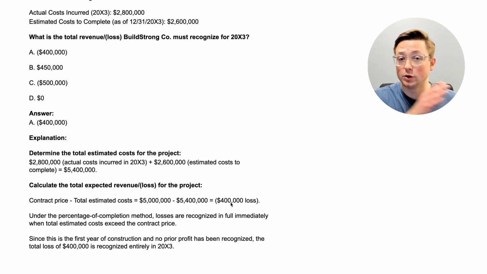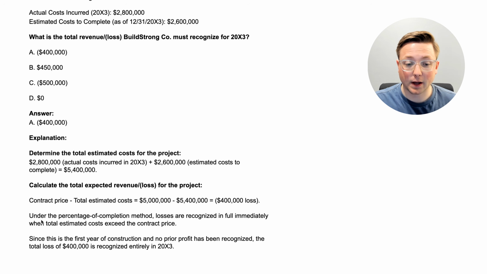Now, unlike when there was revenue, where we calculate the percentage of the revenue that can be recognized in that year based on the percentage of the project that's completed, we recognize the full $400,000 loss. Under the percentage of completion method, losses are recognized in full immediately when total estimated costs exceed the contract price. Since this is the first year of construction and no prior benefit has been recognized, the total loss of $400,000 is recognized entirely in 20X3.